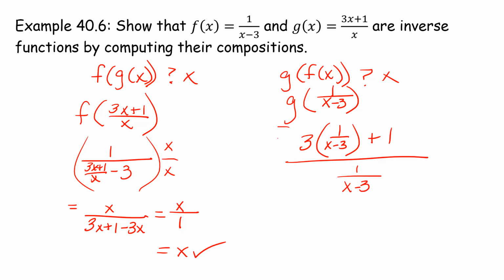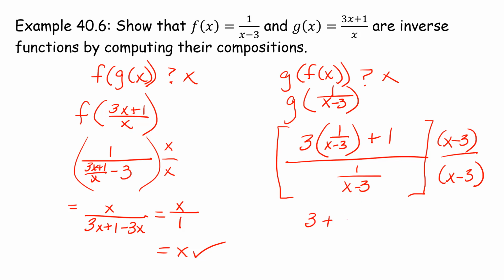So this time I'm going to multiply this whole fraction, top and bottom, by x minus 3. When I distribute that, the first term, the x minus 3, is going to cancel, and I'll just have 3. And then 1 times x minus 3 is x minus 3. And then on the bottom, I'm just going to have 1. The 3's cancel, and I end up with x over 1, which is x. So yes, these are inverses.